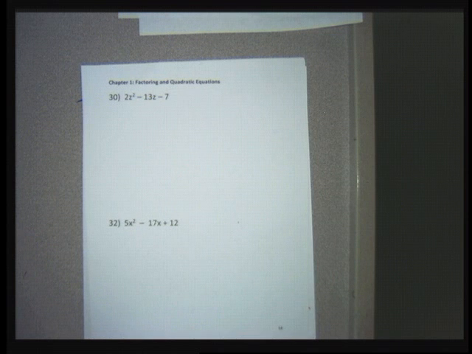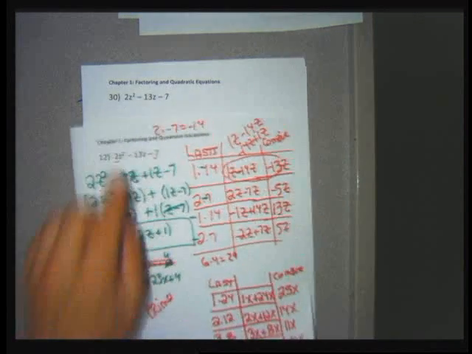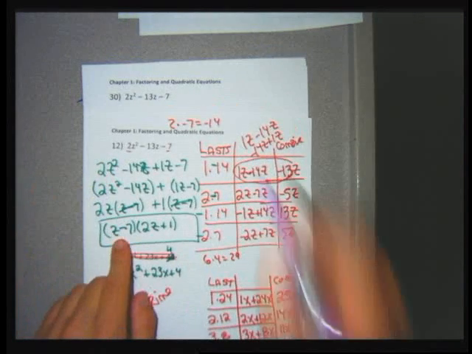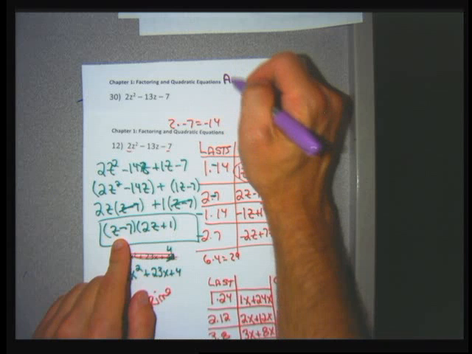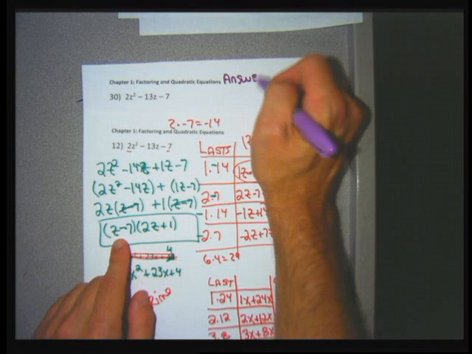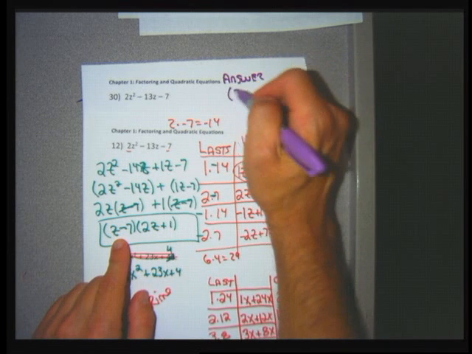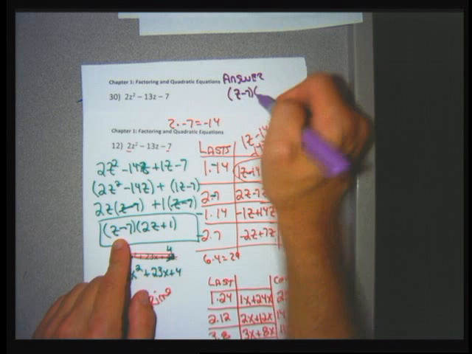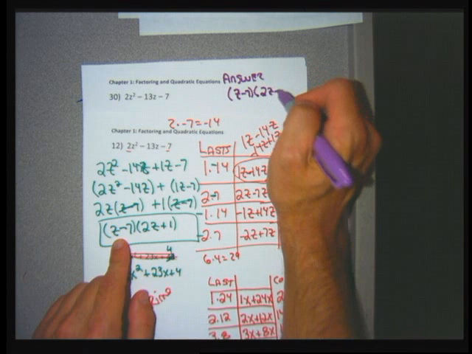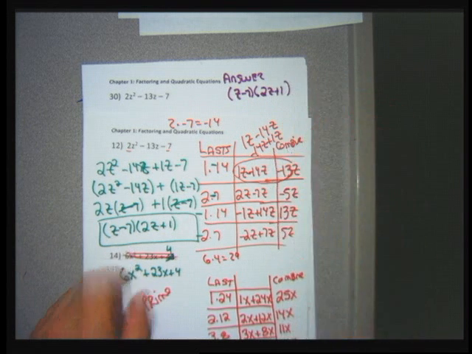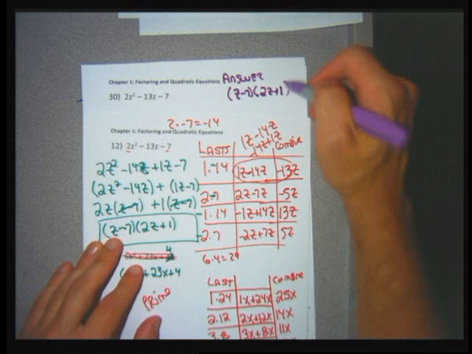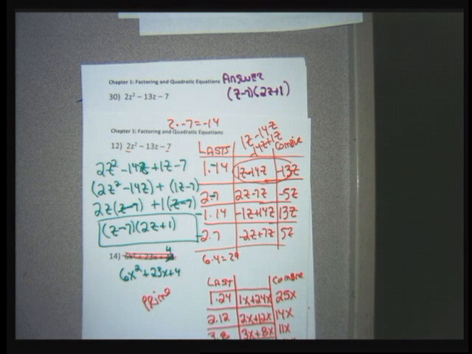So let me do 30. Again, 30 is the same as, I'm trying to find it, but it's, 30 is the same as 12. So the answer to 12 was 2z minus 7 times 2z plus 1. So that better be my answer to this, regardless if I use bottoms up or if I use grouping, should get the same answer.